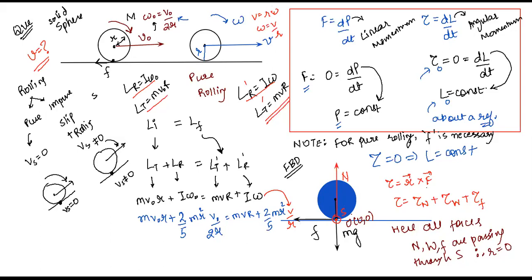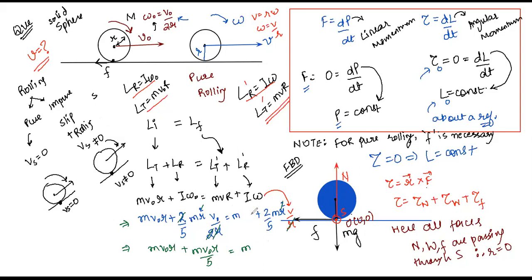Are you clear with whatever we are doing? If there is any doubt, please ask, okay? So here 2 and 2 would get cancelled. So we'll have m v naught r plus m v naught r by 5, right? This is equal to, here these two get cancelled. So we have m r, or small r only, everywhere, right?